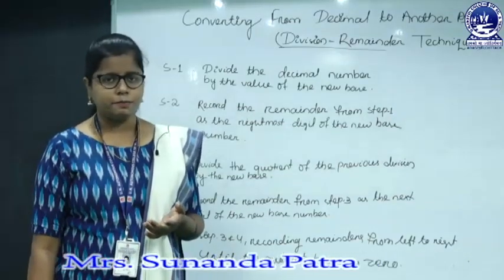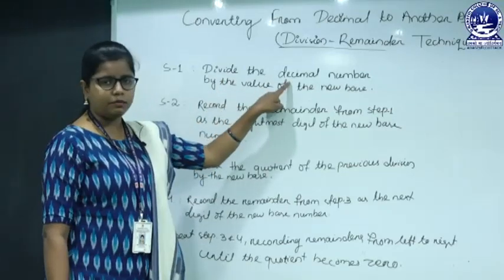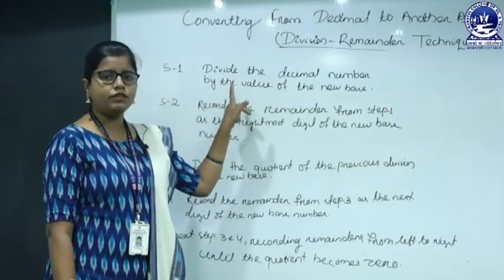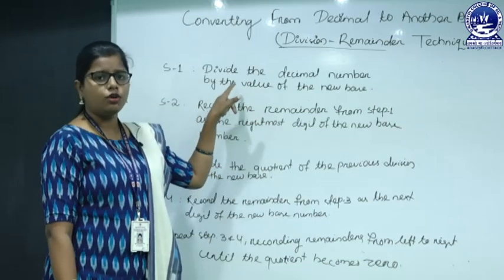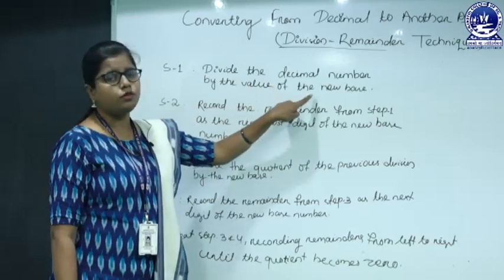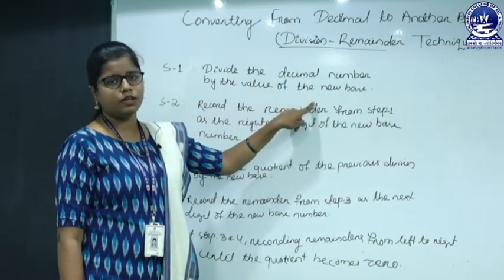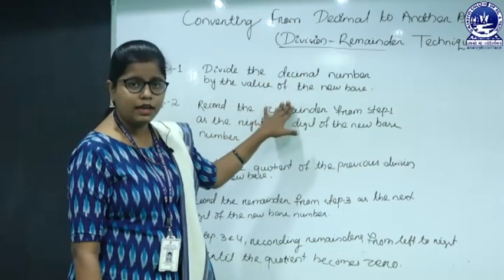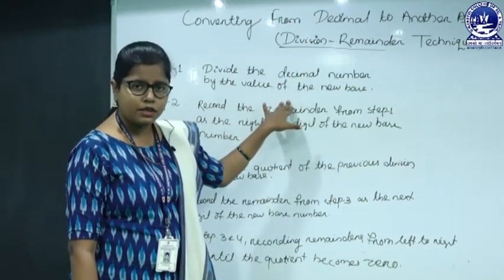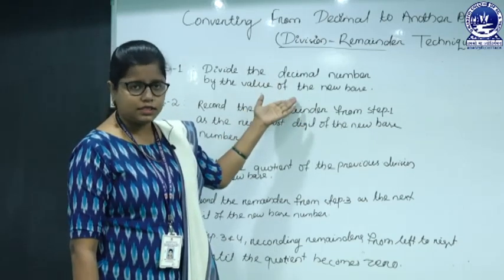That is 16. So here we need to divide the decimal number, that decimal number which is given in our question, by the value of the new base. Suppose that is 16. I want to convert the decimal into hexadecimal. The base for hexadecimal number is 16. So we need to divide the decimal number by 16.